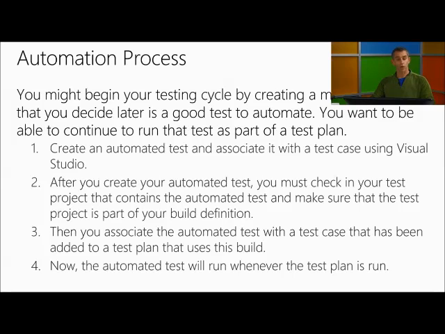Once you've decided on it, you're going to really lay out that test case and put a lot of thought into it. You're going to create that automated test case. You're going to check your test project, make sure that the test project is part of the build definition. You're going to associate the automated test with that build. And now the automated test is going to run whenever the build is kicked off.